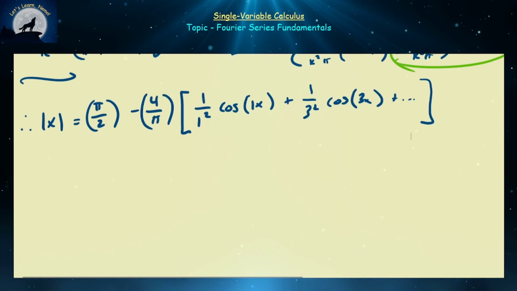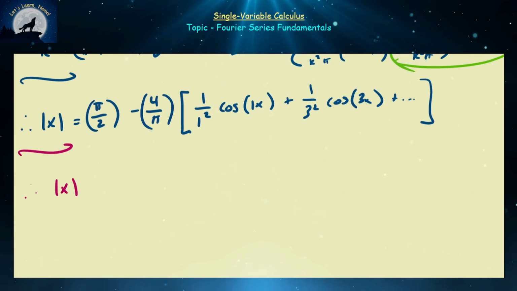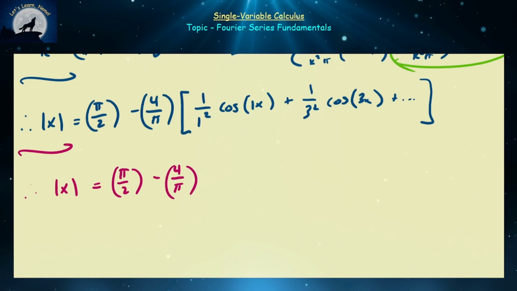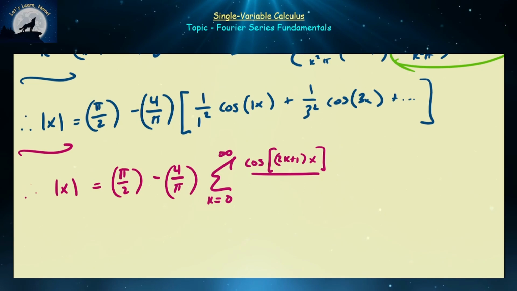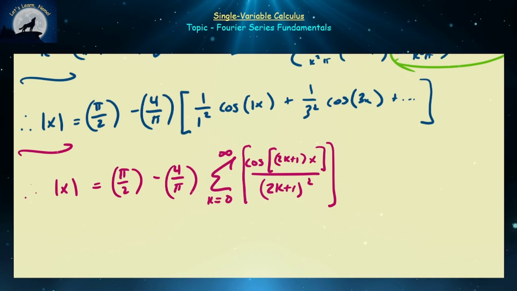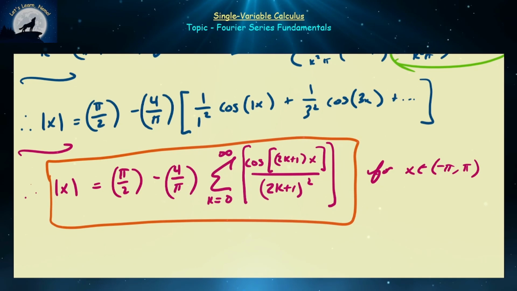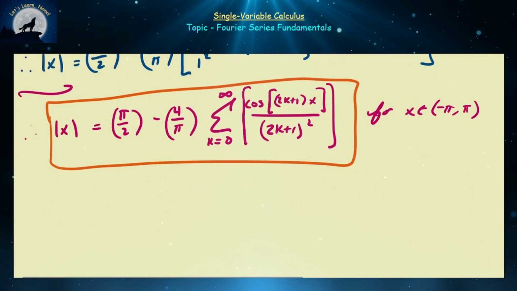So we can represent this as follows. So here's our final result. The absolute value of x will be equal to pi over 2 minus 4 over pi, and we're going to express this as a nice little series. So the sum from k equals 0 to infinity of the cosine of (2k plus 1)x, all over (2k plus 1), the quantity squared, right? And this is for x in minus pi to pi.